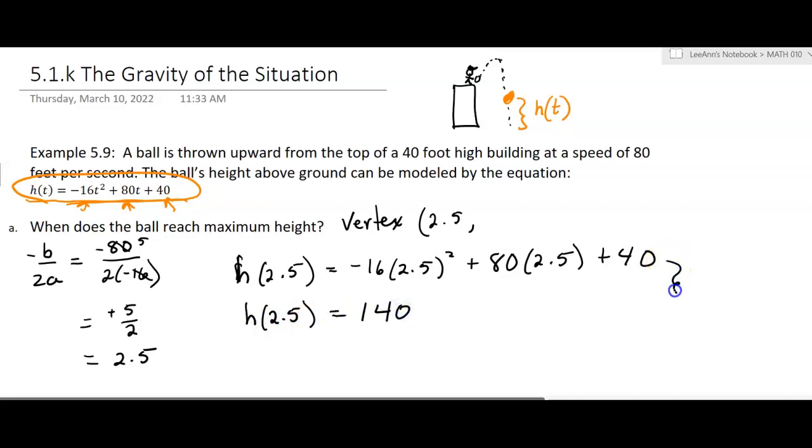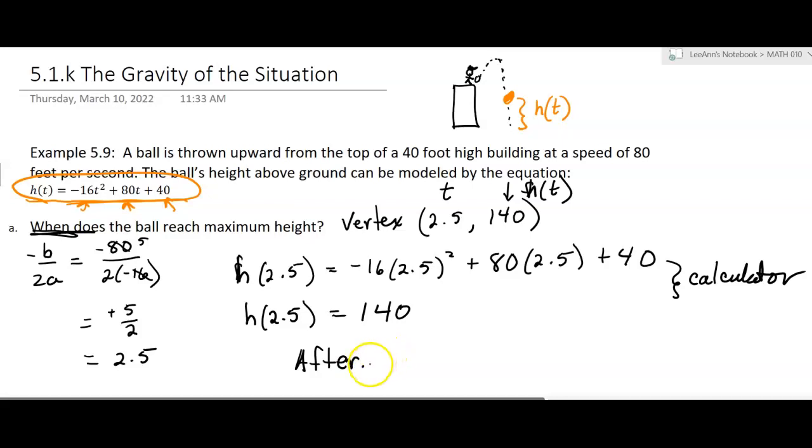Okay, so calculator work. What does all that mean? Okay, so my vertex is 2.5, 140. What was the input? The input was time in seconds, okay? The output is the height. Oops, h of t. So what do we want to know? It says when does the ball reach the maximum height? After 2.5 seconds.